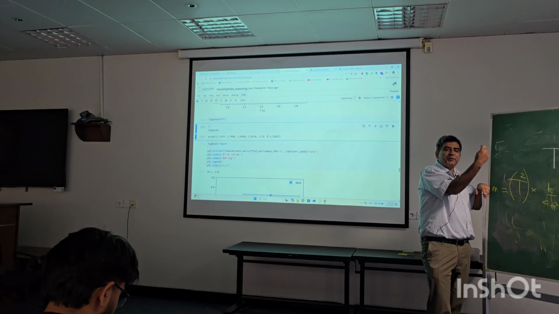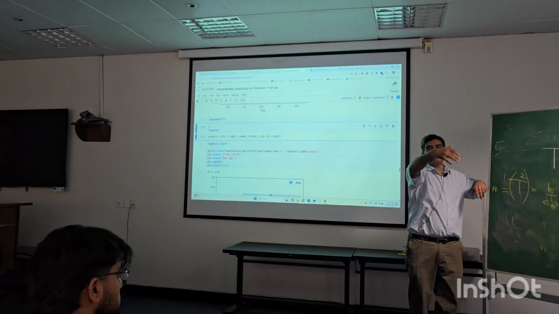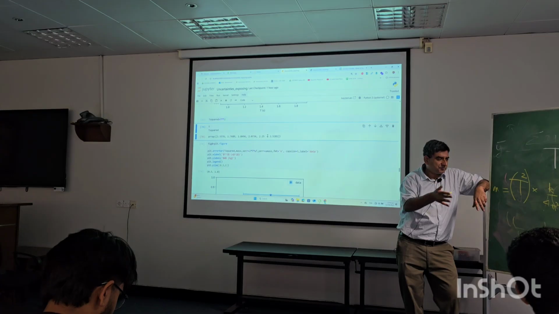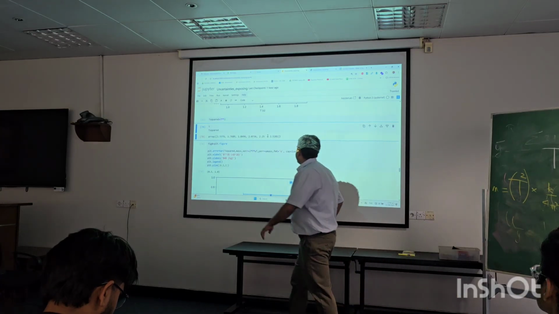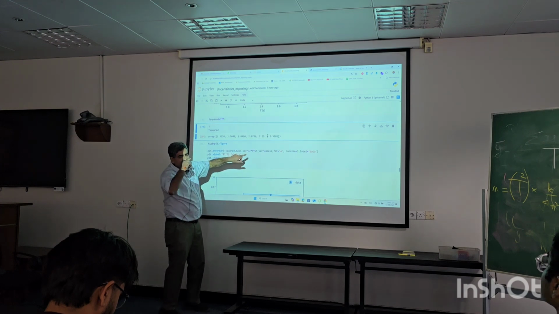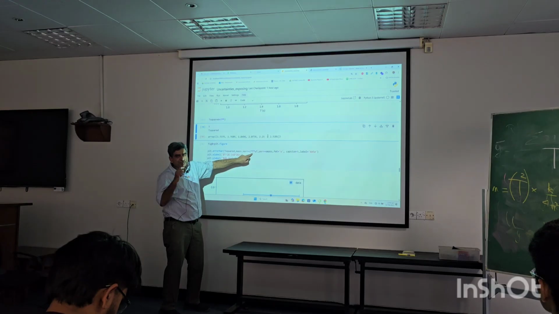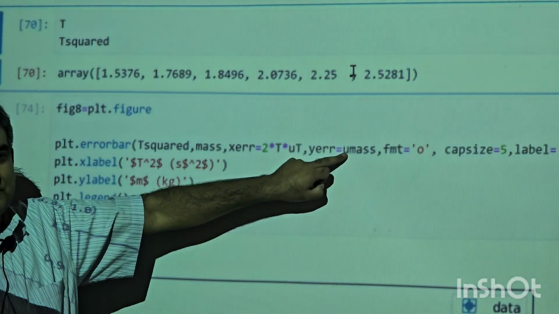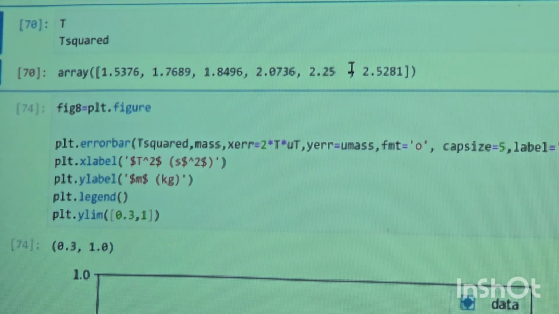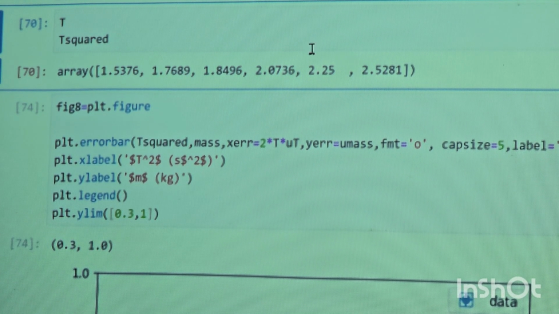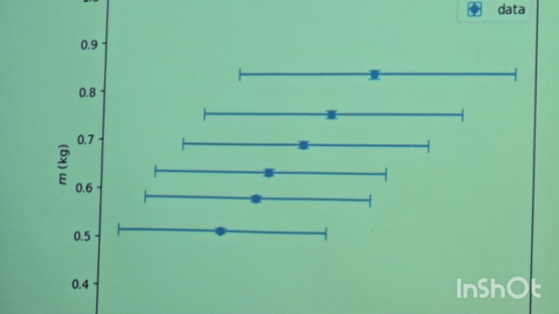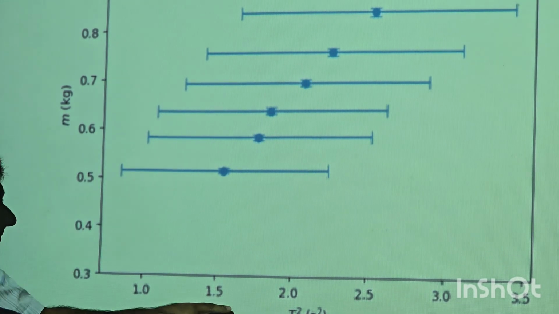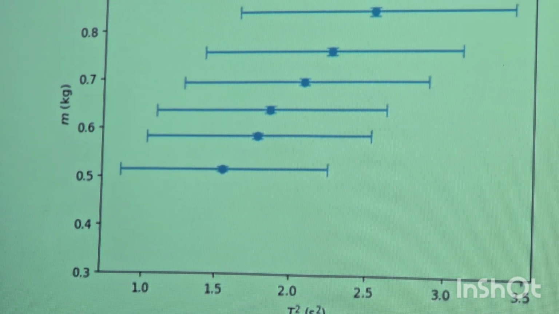In your mind, think that t square is some new variable, which is a function of t, and that uncertainty has bled into the uncertainty in t square. It went inside and wandered around and went into it. So that's why here the uncertainty in the x-axis, which is the t squared, is 2 times each of those times multiplied by the uncertainty in that time, ut. The uncertainty in mass is already known, and then I plot. So here is a plot between mass and t square with all the uncertainties properly drawn.